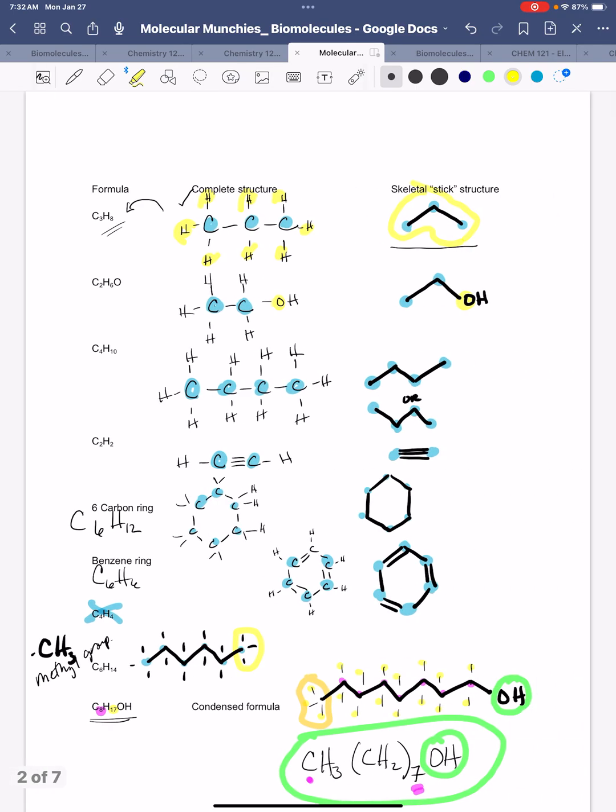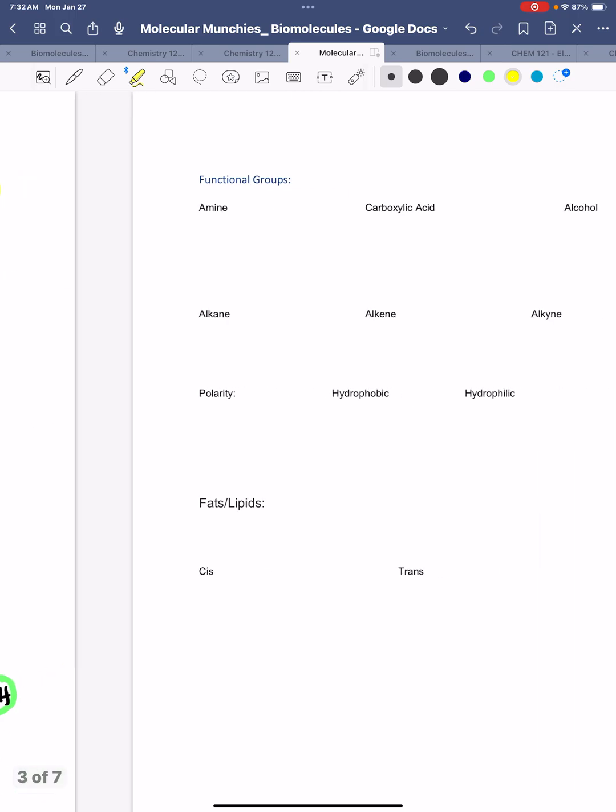Basically, we looked at how we can code this information with formulas, with a structure, and then with a sort of cryptic method, and just being able to interpret that. And again, we'll practice some of that later on.